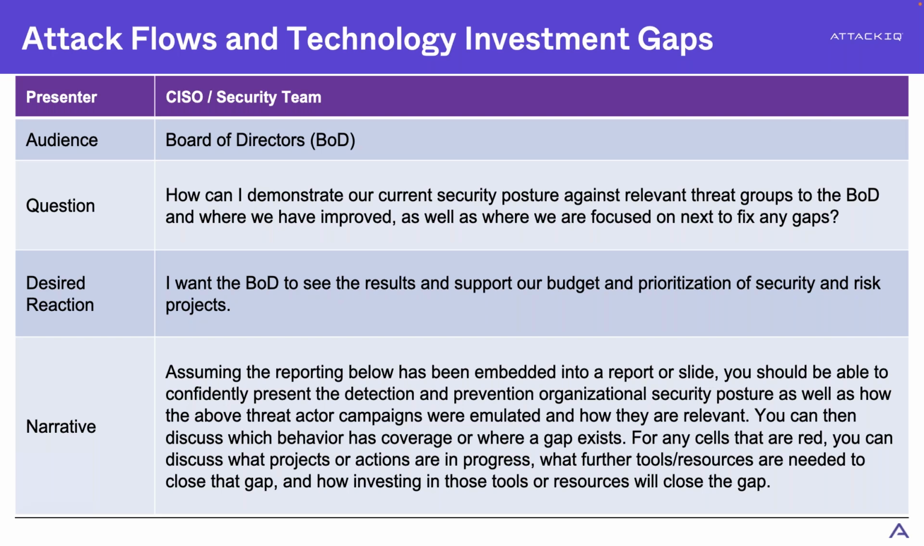It's going to give you a very clear color coding for a red-green status that says for anything that's red, you can discuss what projects you have, any actions that are in progress to remedy that, to fix that. And what may be needed outside of what's currently within the capabilities of the tool set that you have right now to close that gap, and how investing in those tools will help to close that gap, and why is that important to the business.